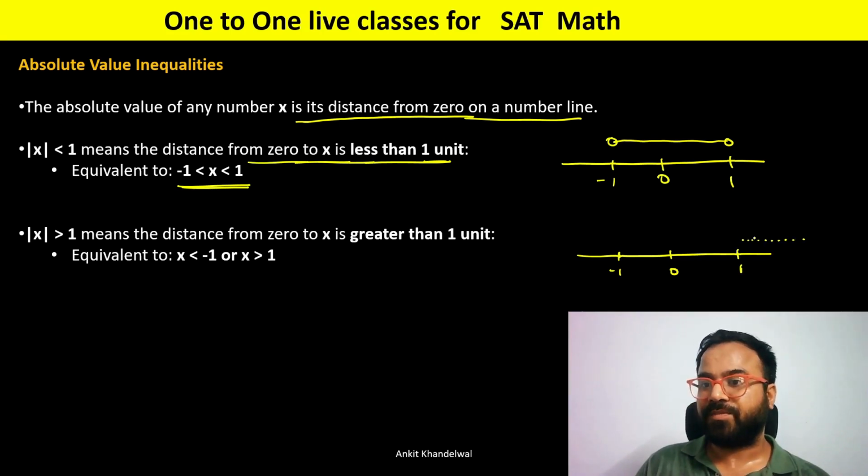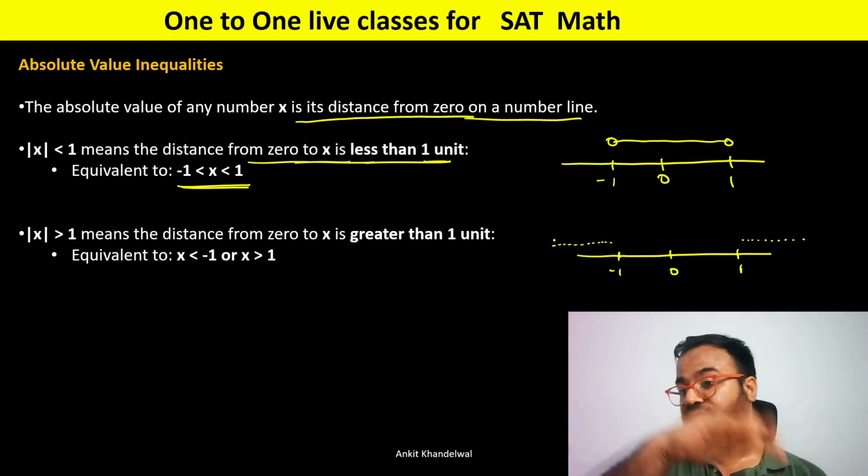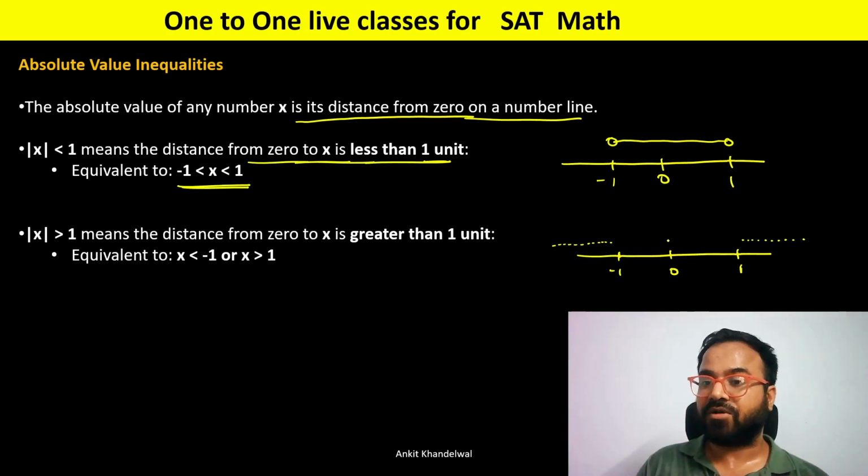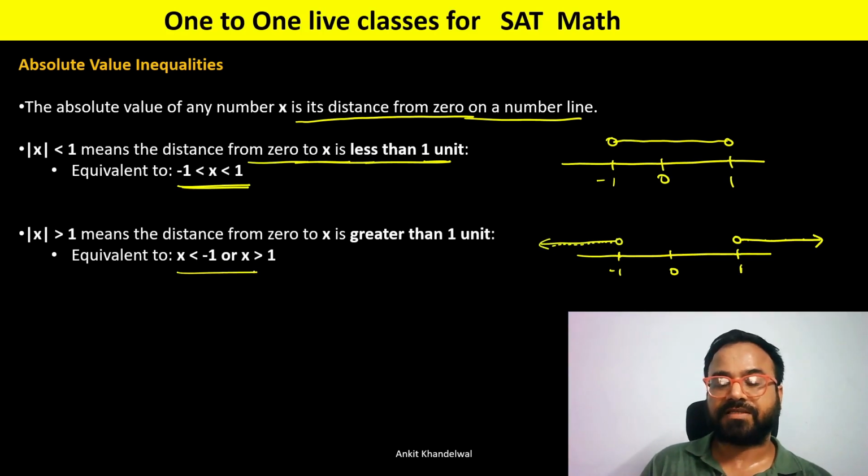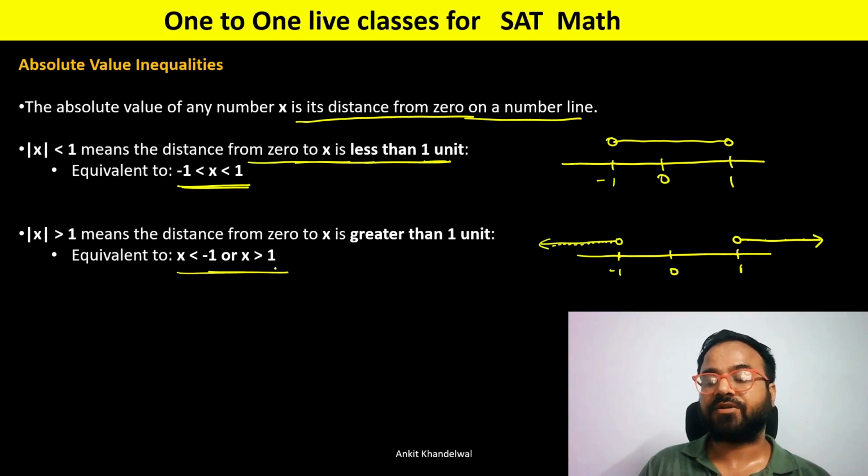So if you pick any point over here, its distance from this origin is definitely more than 1. Or you can pick any point here also on the left of -1, its distance is also greater than 1 from the origin. So 1 is not included, but on the right side of 1 everything and on the left side of -1 everything. So that is how we can say x is less than -1 or greater than 1.